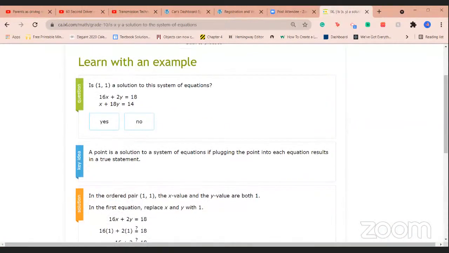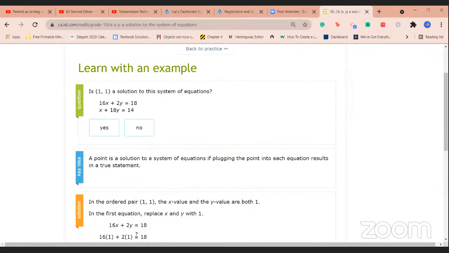Oh, we got a prize. Okay, this grade 10, yeah. Okay, so learn with an example. Is my annotate option? Yeah, okay.